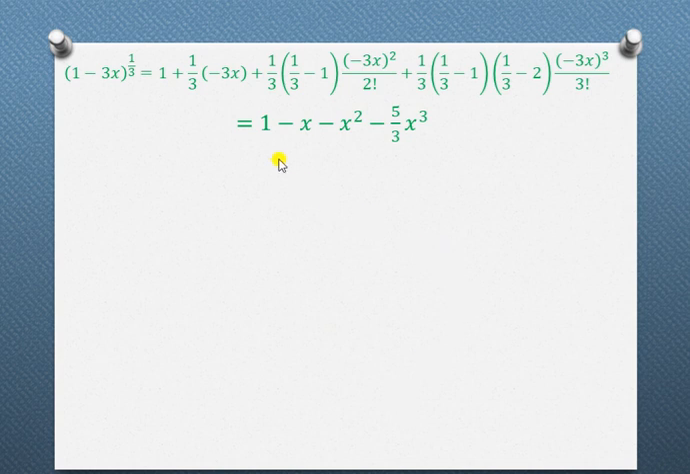So now it means our expansion of (1 - 3x)^(1/3) is just as good as 1 - x - x² - (5/3)x³. But remember, the question continued and asked us to find the cube root of 24. How do we continue with that?